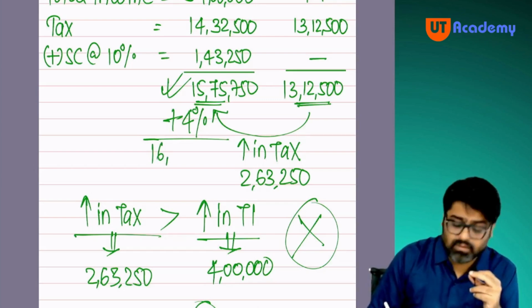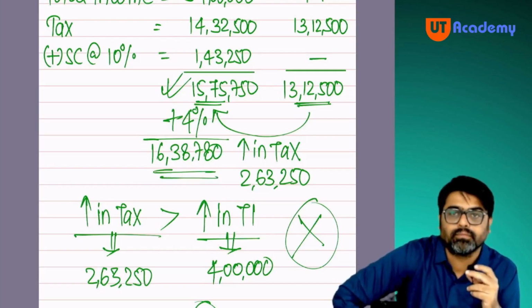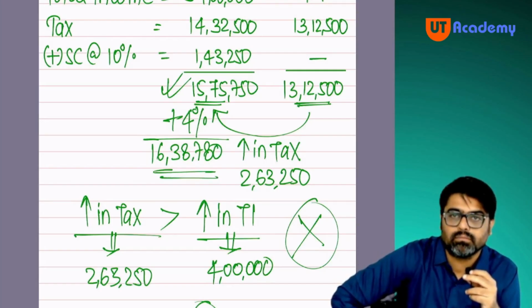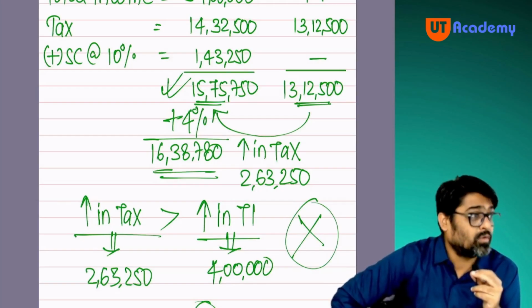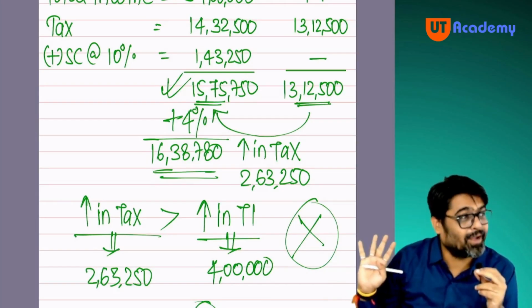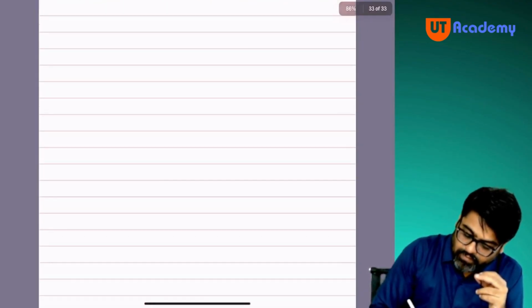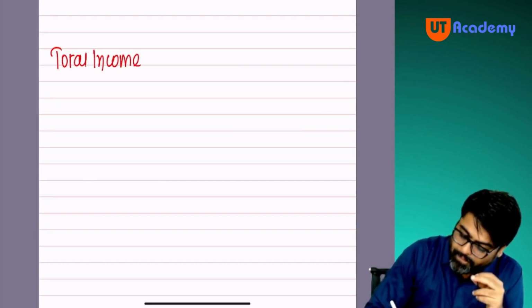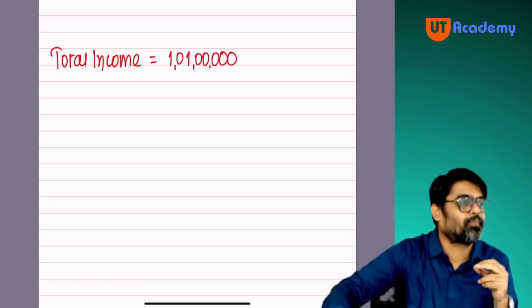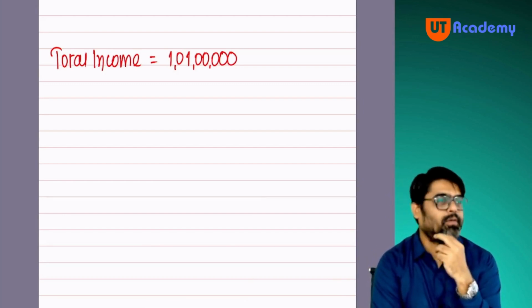Total 16 lakh 780. This is the final tax. Done, no? One more. Now this time you have to apply your mind. Okay? Total income is 1 crore, 1 lakh.